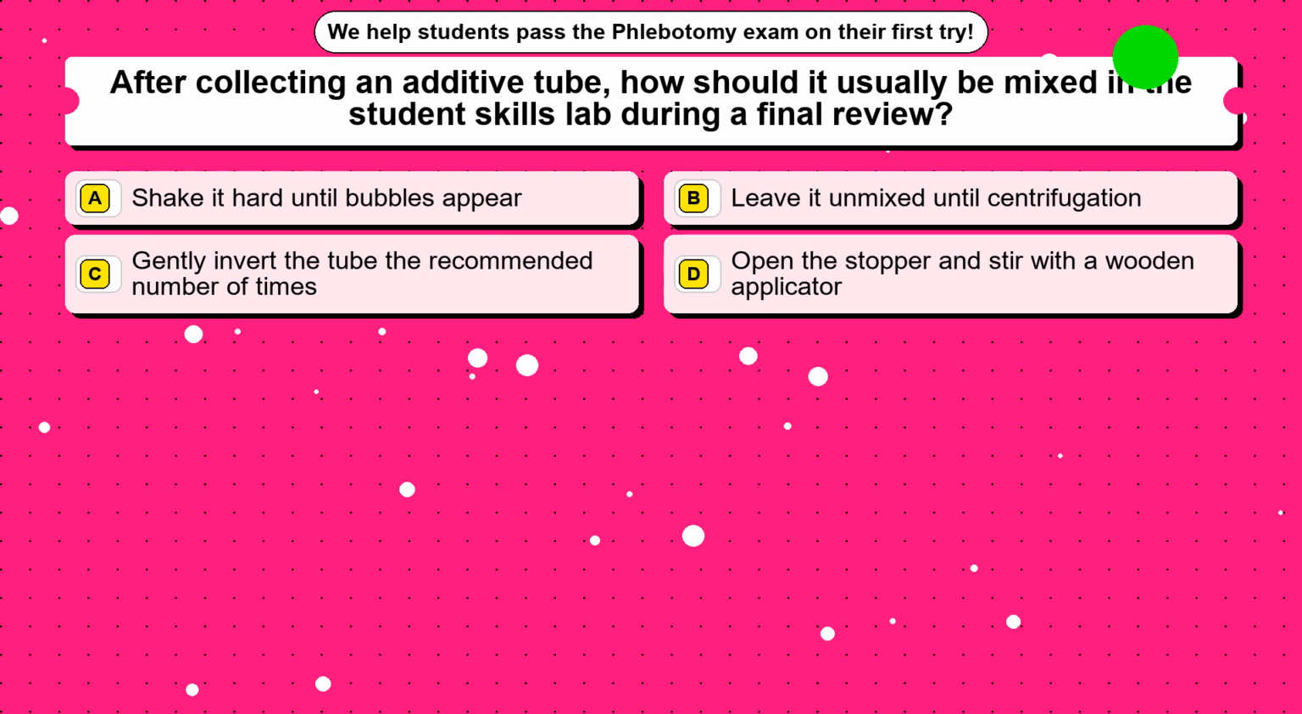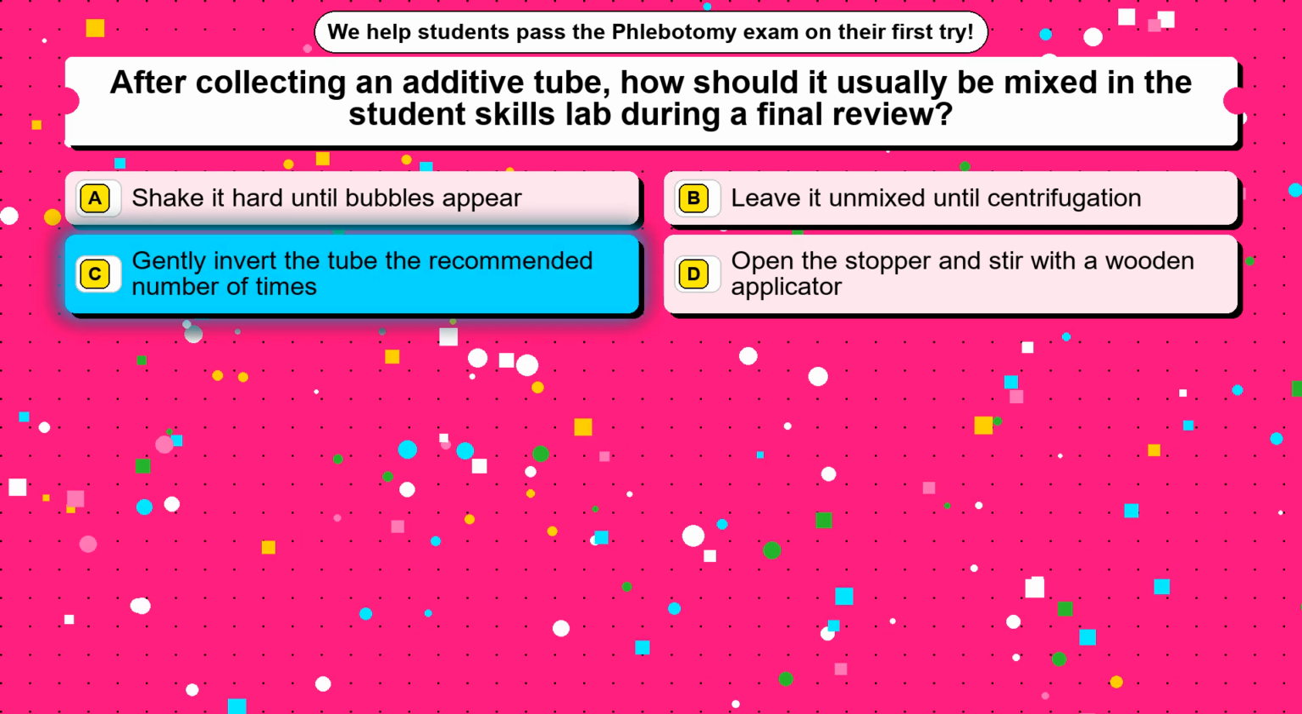Question 34. After collecting an additive tube, how should it usually be mixed in the student skills lab during a final review? Option A, shake it hard until bubbles appear. Option B, leave it unmixed until centrifugation. Option C, gently invert the tube the recommended number of times. Option D, open the stopper and stir with a wooden applicator. The correct answer is option C.